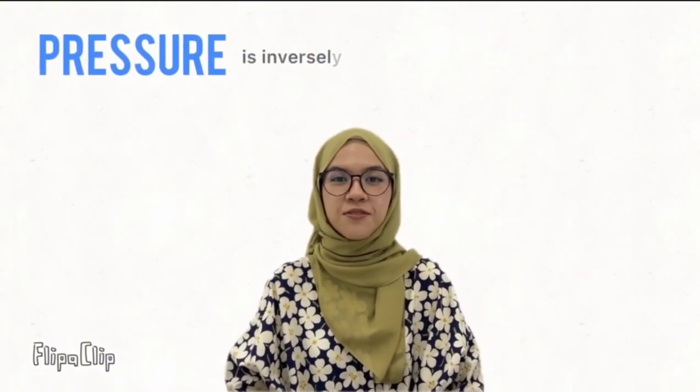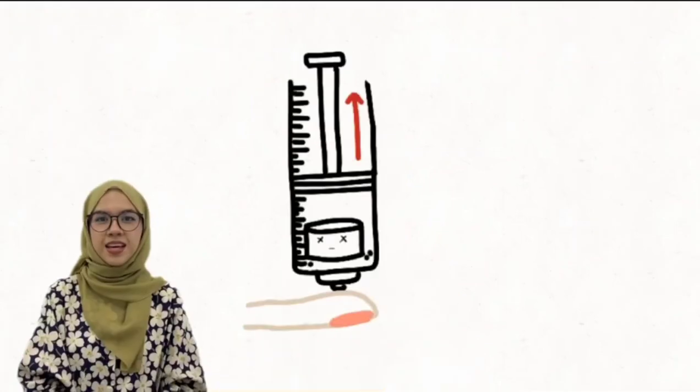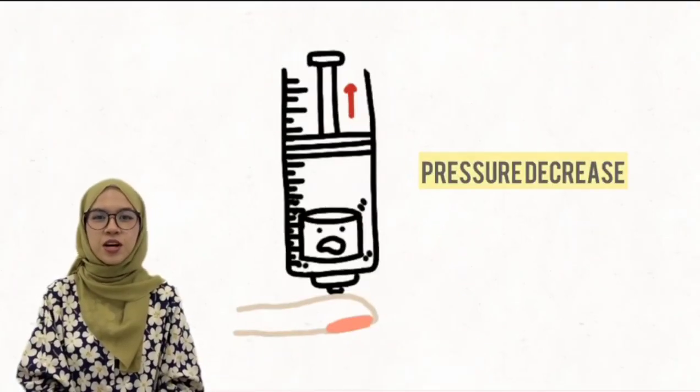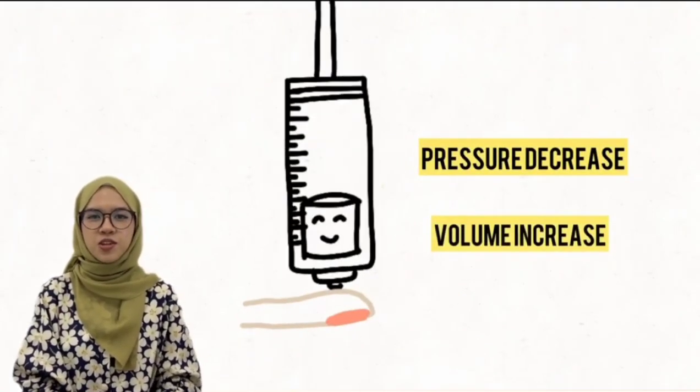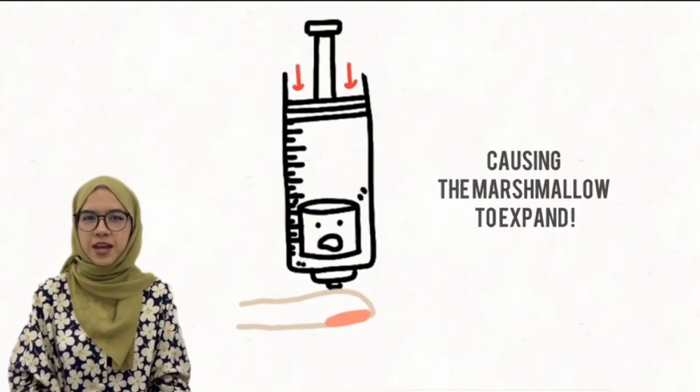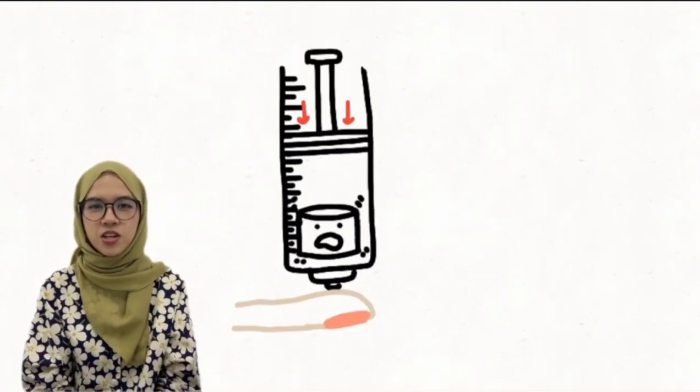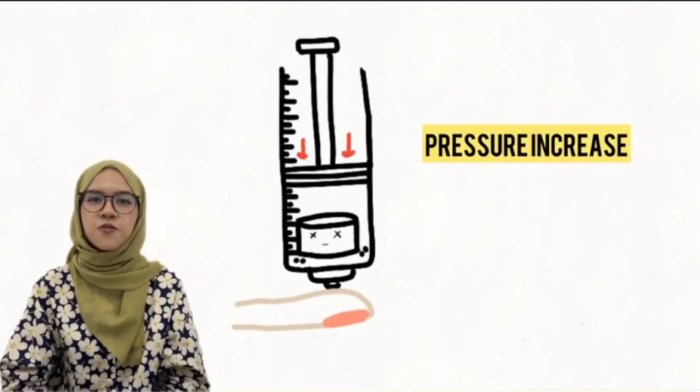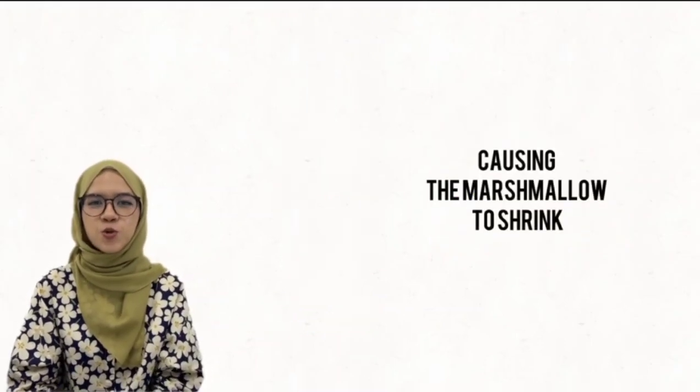This is an example of Boyle's law, which states that pressure is inversely proportional to volume. In other words, if we pull the plunger, the pressure decreases and the volume increases, causing the marshmallow to expand. And when we push down the plunger, the pressure increases and the volume decreases, causing the marshmallow to shrink in size.